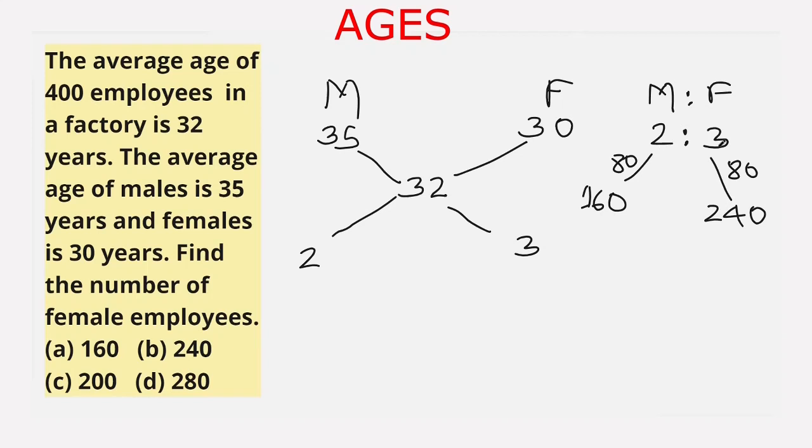So if we divide 400, which is the total number of employees, by 5, we get 80, and 80 times 2 is 160, the number of males, and 80 times 3 is 240, which is the number of females. This way we can use this shortcut trick to find the number of females in a factory. And from the given options, our answer is option B, 240.